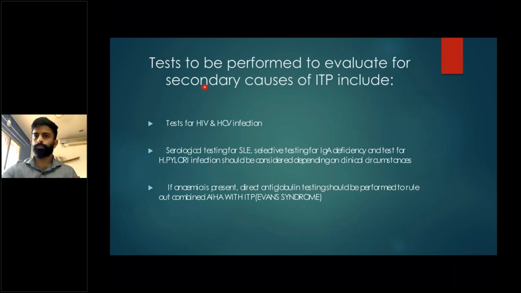So what do we do to evaluate for secondary causes of ITP? Test for HIV and HCV infection, serological testing for SLE, selective testing for IgA deficiency, and test for H. pylori infection should be carried out depending on the clinical circumstances. If anemia is present, direct antiglobulin testing should be performed to rule out combined AIHA with ITP, right? Autoimmune hemolytic anemia with immune thrombocytopenic purpura, that's seen in Evans syndrome.